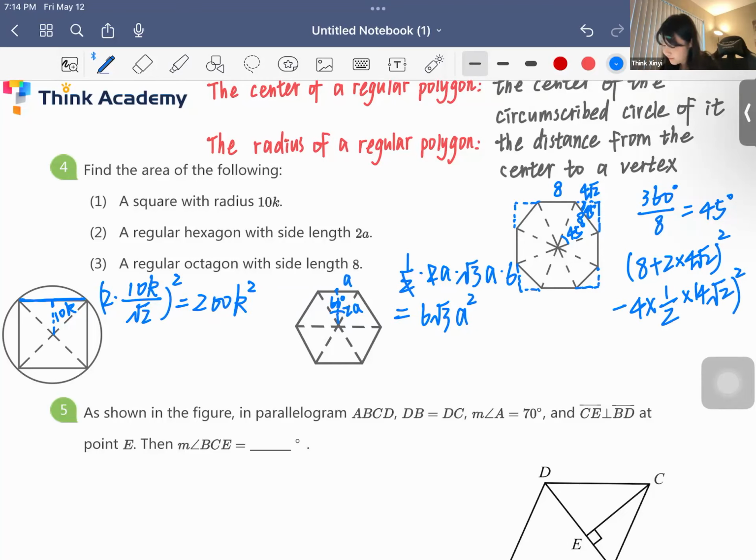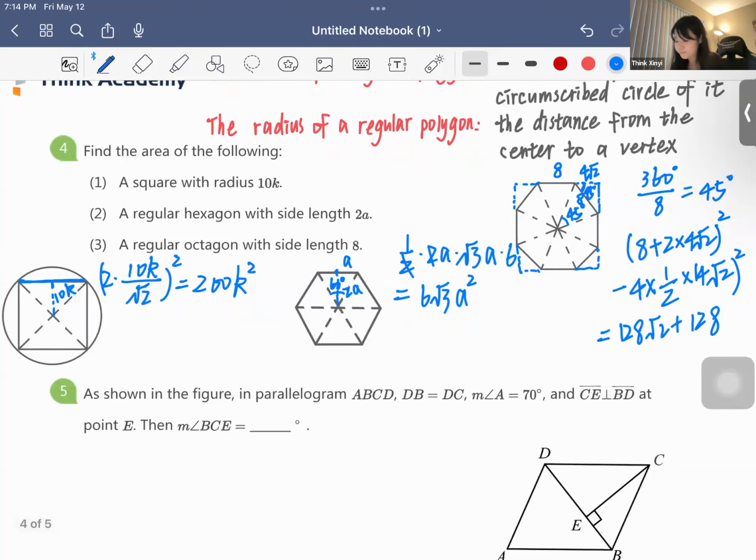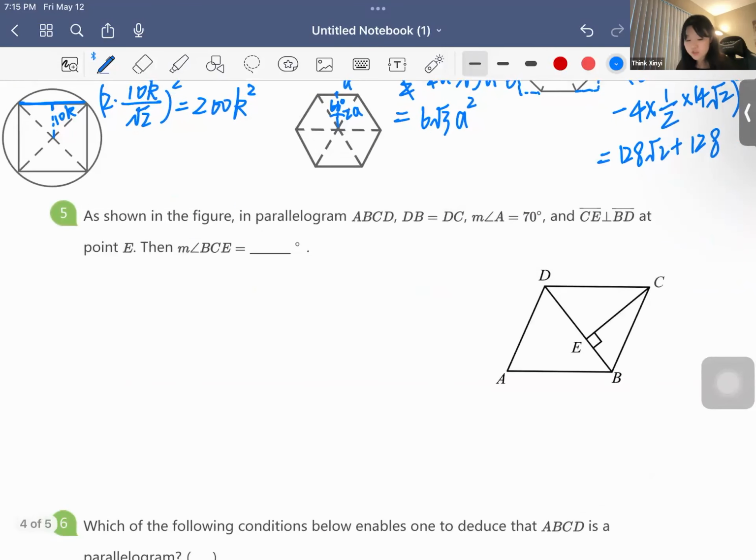So the final answer is 128 plus 128 root 2, instead of 64 plus. Okay, so that's a question that helps us review the regular polygon. Okay, let's see the next question.